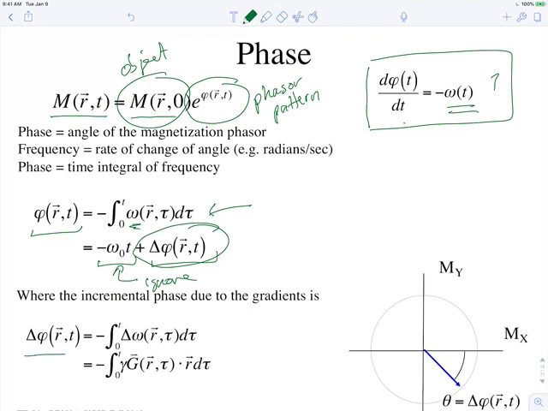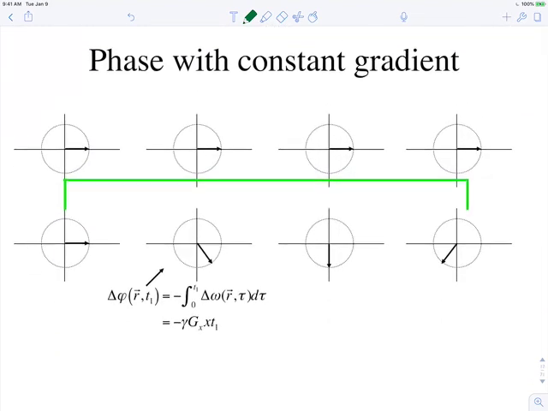That delta phi is simply the integral of the delta omega, and we know what delta omega is. It's just gamma times my gradient dotted with my position. It's just showing you that if I want to know what the phase is, I simply need to know what the gradients did over time. That's what we're going to find out. We're going to go through some math, but then the solution is going to be incredibly simple. It's just going to be summing up areas. But first, let's go through an example.